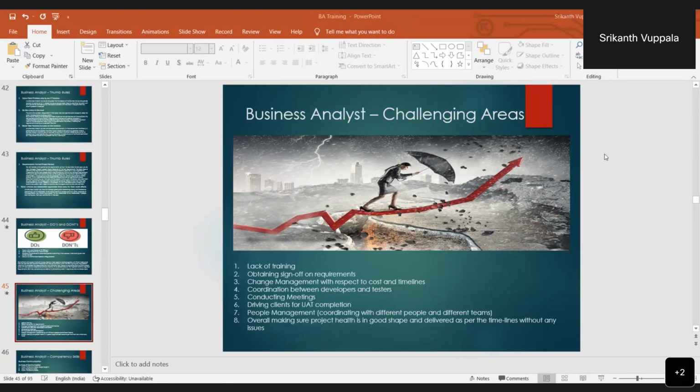Driving clients for UAT completion, user acceptance testing, is also a big challenge, because the client is new to our application. Client is new to our software. They will take some time to understand our features or our product, right? So you have to spend more time with them. You will find it challenging for them to understand the particular product or particular feature. Why? Because in their old product, they would have followed some steps, but in the new product or new project, they have to follow some other steps to achieve that functionality, right?